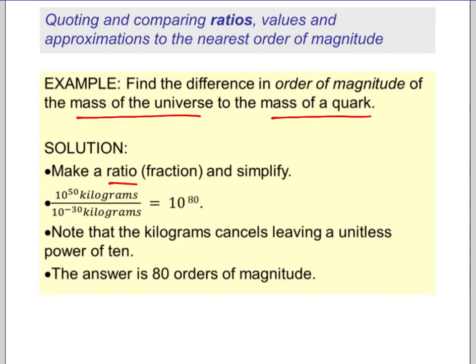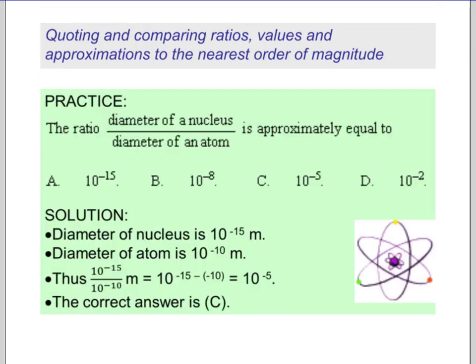So if we set up a ratio, here is our mass of the universe divided by our mass of a quark. We have to watch our exponent rules. We are subtracting the exponents. So this is 50 minus negative 30, and you get 10 to the 80th. Okay, so the order of magnitude is the exponent value. So it's 80 orders of magnitude greater. And again, that's just beyond human comprehension, but it's things we need to know, especially for the IB folks.